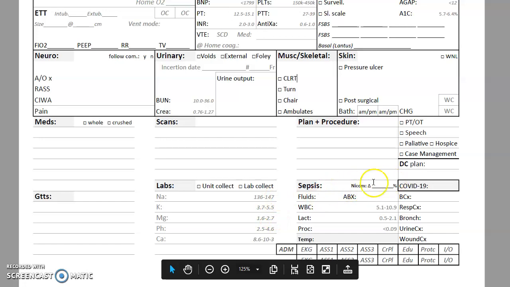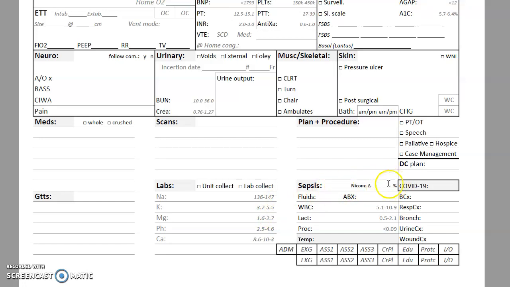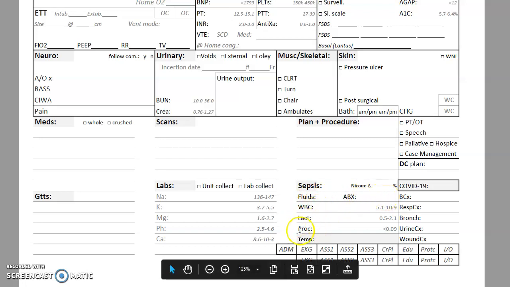NICOM: we're using NICOM machines to measure patient fluid responsiveness, and we will document our delta change right here. You might use invasive devices to document those. You can adjust this box just by writing around it. How much fluid was given in the emergency department, if antibiotics were started, white blood count, lactic, procalcitonin, and temperature, everything related to sepsis. And right here you're going to have your cultures, of course, the most current one.